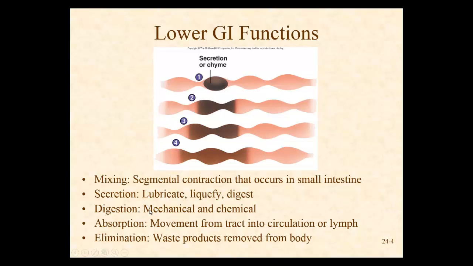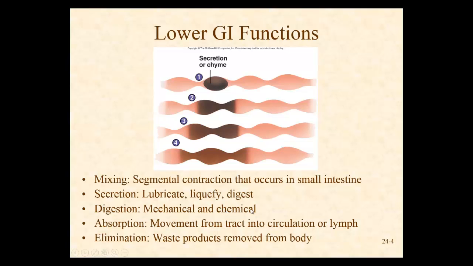Mechanical digestion is when we're physically acting on the food and propelling it back and forth, breaking it down into a liquid substance. For example, chewing would be an example of mechanical digestion. The different wave-like contractions in the stomach that mix the food back and forth would also be mechanical digestion.